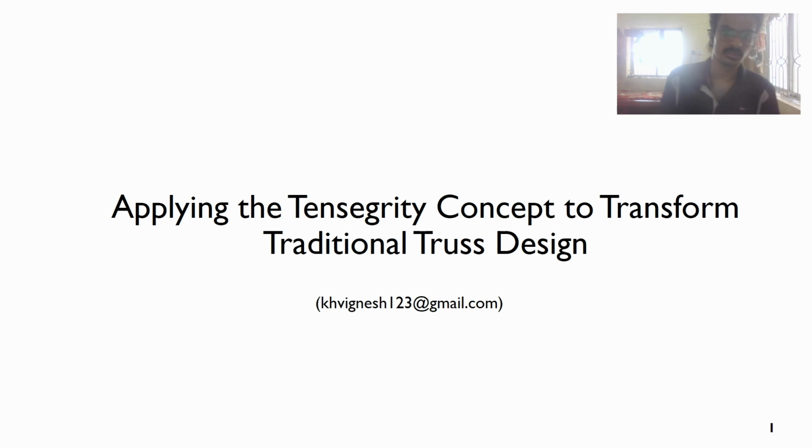So imagine, is there any way to reduce the truss design cost? I came across a lot of articles and read about many things, and came up with a concept where I could use the tensegrity concept, linking it with the traditional truss, so I can reduce the cost.